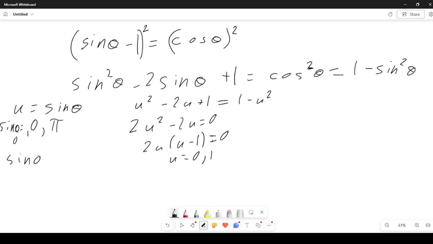And for sine theta equals 1, where is sine theta equal to 1? Pi over 2, which is straight up. So what are the possible solutions? Now I could say 0 plus 2n pi and pi plus 2n pi.